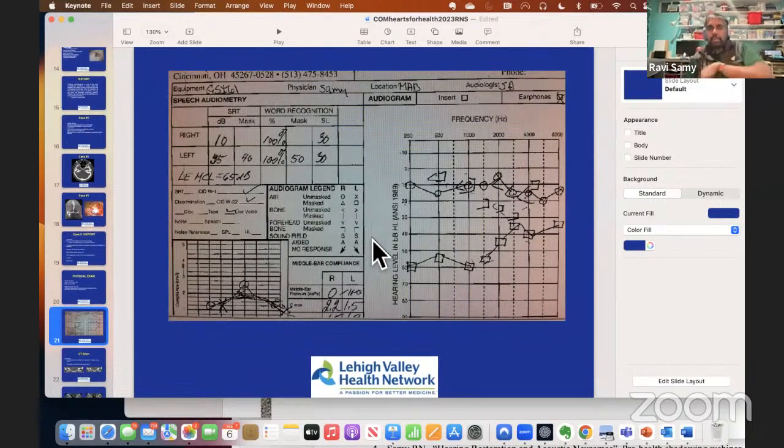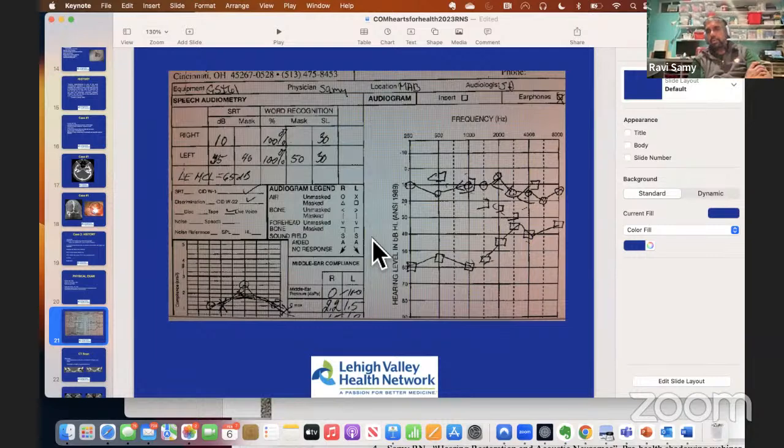Now, this is really good. Another take-home message for all of you: I would love to see all of you get a hearing test every 1 to 2 years for the rest of your life. One of the reasons I say that is we're finding out a lot more about untreated hearing loss. Hearing loss is actually the number one birth defect. Many of you may or may not know that.